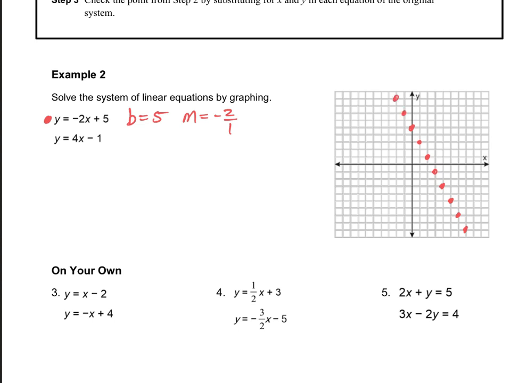And after I have those dots, then you would use a ruler. I don't have a ruler here on my tablet. Put that arrow. So there's the line for that equation. Now I'm going to go ahead and do the next one.